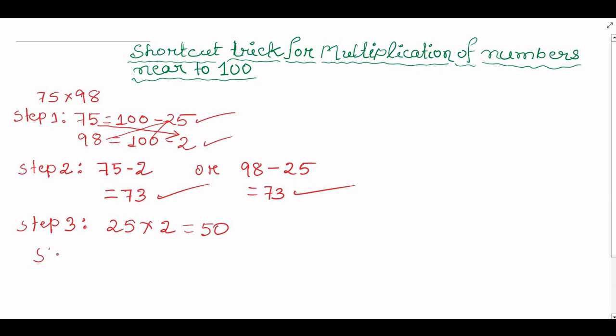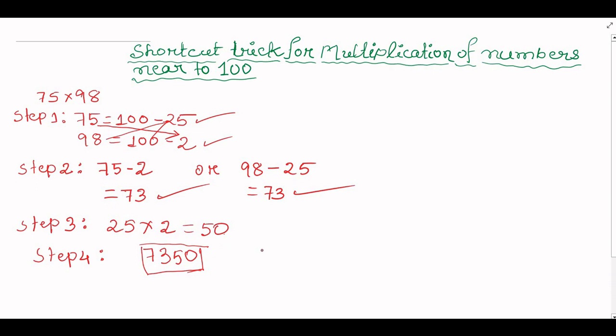Next step, step 4: in step 4 we will get the final answer. In step 4, the value we got in step 2, that means 73, this 73 we will write. Then next, whatever value we got in step 3, that means 50, we will write here. So this is our final answer. You can check yourself. I hope you understood this trick.